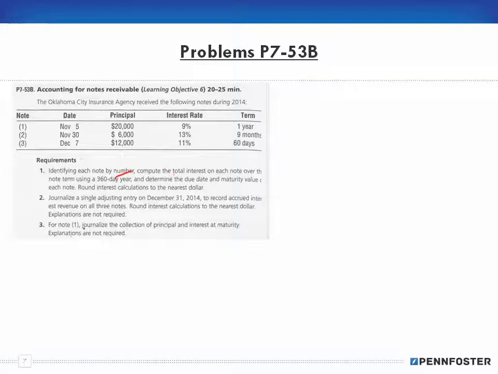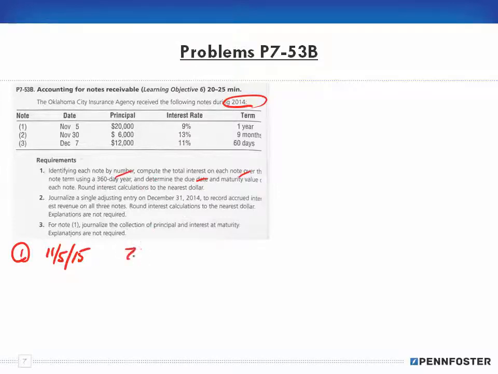All right, so number 1. This here is the year 2014, and the date is November 5th, and the term is 1 year. So the due date is going to be November 5th, 2015. That's the due date, and we need the maturity value. We're going to round interest calculations to the nearest dollar.